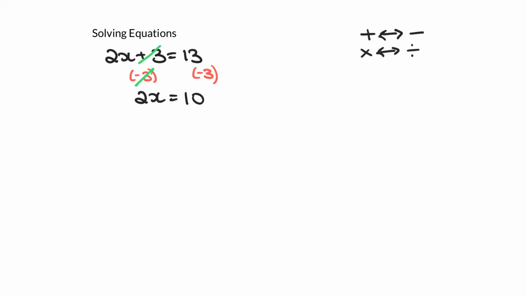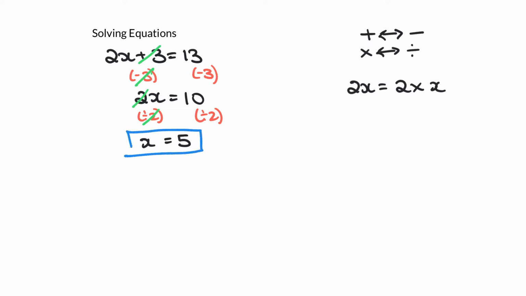Now for our next step, we need to remember that 2x does actually mean 2 times by x. So we do the opposite of times, which is divide, and we keep it balanced, doing that to both sides. So on the left-hand side, the times by 2 and divide by 2 cancel, leaving us with x, and 10 divide by 2 leaves us with 5. So the answer to our first equation then is that x equals 5.